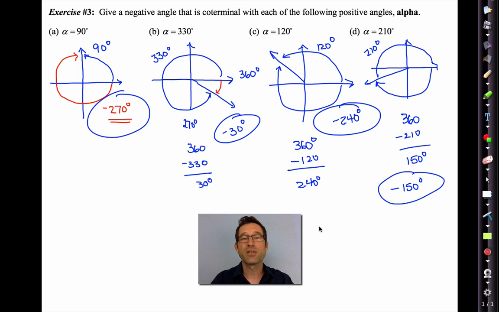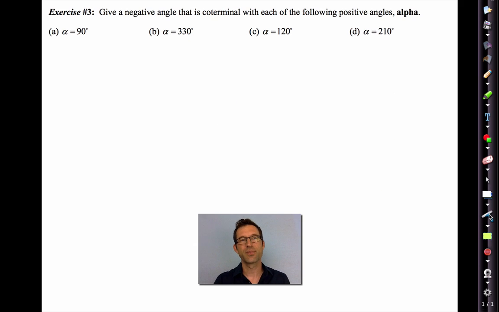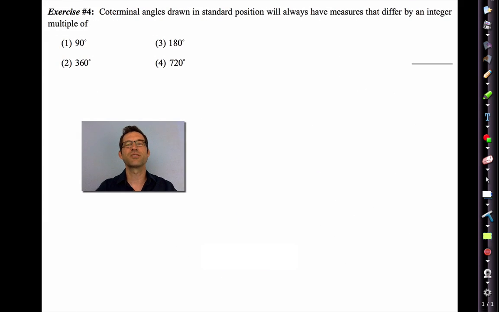All right. Pause the video now, write down anything you need to. Okay, let's clear out that text. Keep going, get more work with this terminology. Exercise 4. Coterminal angles drawn in standard position will always have measures that differ by an integer multiple of what? Think about this.